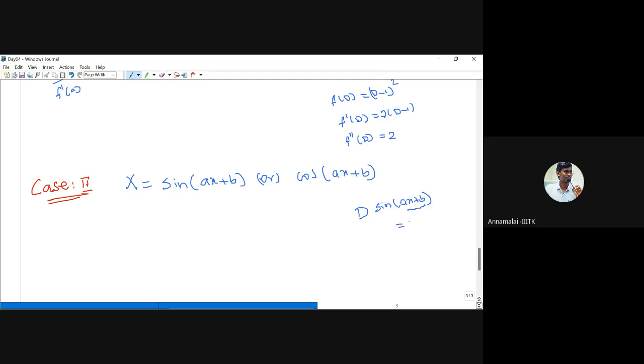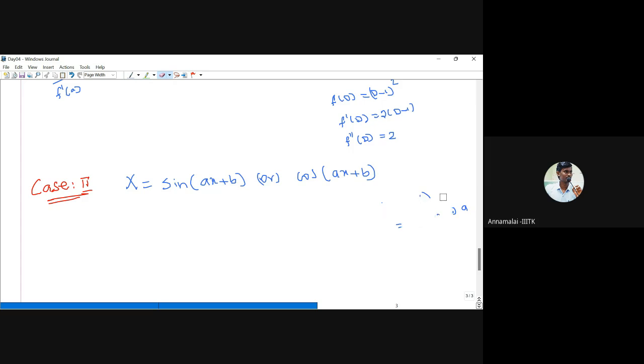So what is the derivative of sine? It is cos of ax plus b, and then the derivative of ax plus b is a. Therefore, a into cos. Similarly, you can do the same thing. The second derivative means again you can take a square sine ax plus b. That operation you should know.